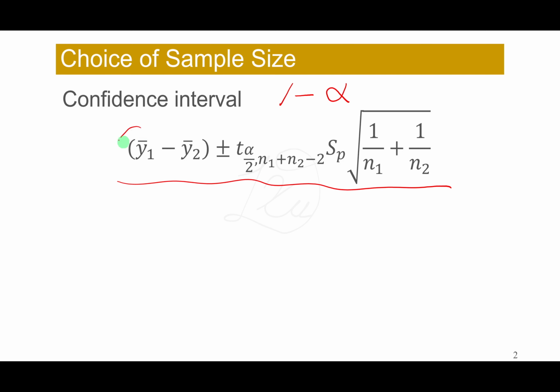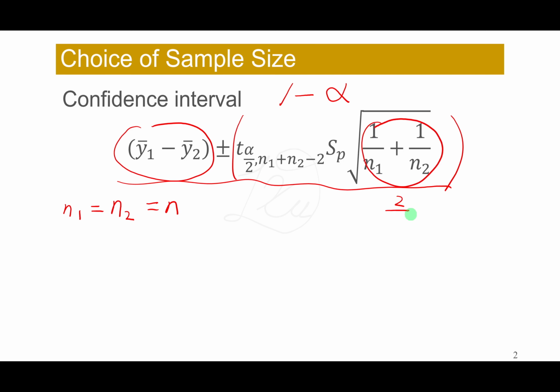In this equation, this term doesn't involve sample size, and it is a fixed value after we have done the experiment. Thus, the length of the confidence interval is determined by this term only. If we consider n1 equals to n2 equals to n, this becomes 2 divided by n. SP is the pooled estimate of the sample deviation. It is a value relatively constant and we have no control. Thus, the confidence interval is closely related to the value of t by square root of 2 divided by n.